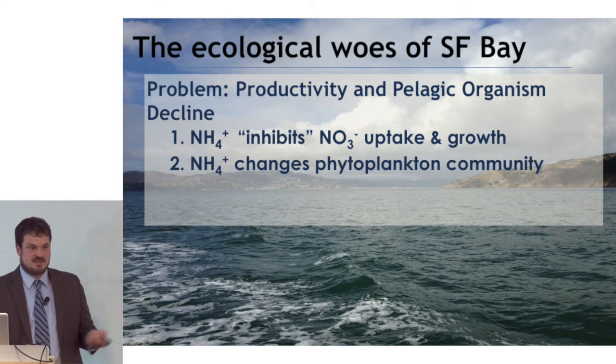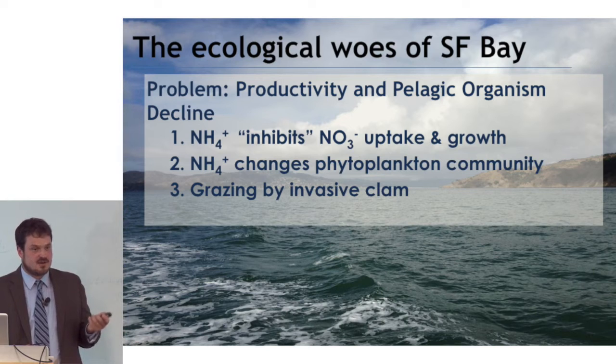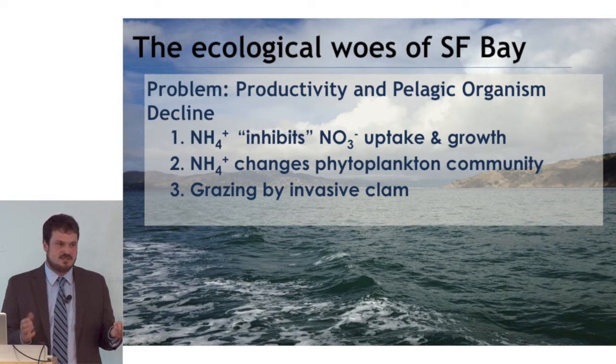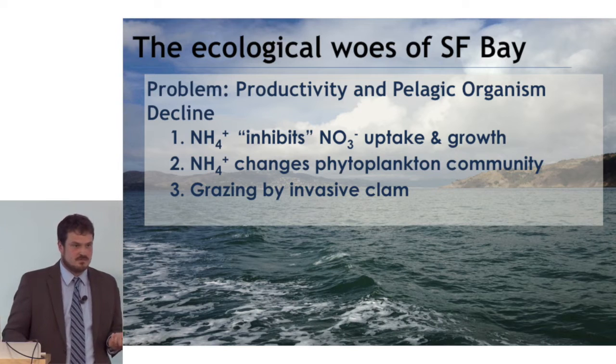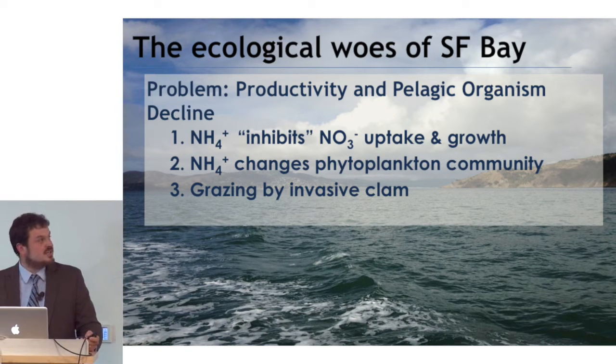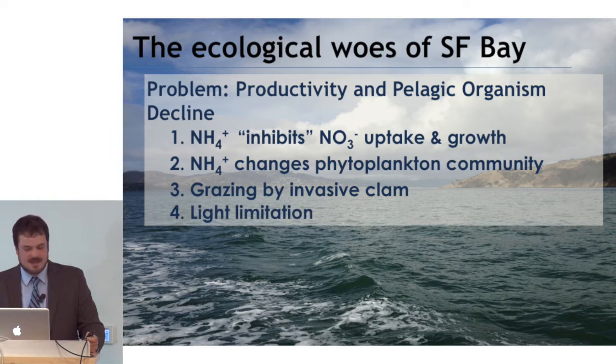Now, there are other hypotheses. One is that the reason that there aren't as many phytoplankton is that the entire bay was invaded by the overbite clam, Potamocorbula amurensis, in the 1980s. And this clam is a really, really impressive filter feeder, and it is preventing blooms from forming by engaging in really active consumption. And fourth, it's a really turbid estuary.